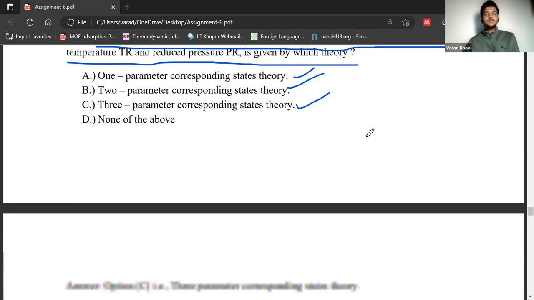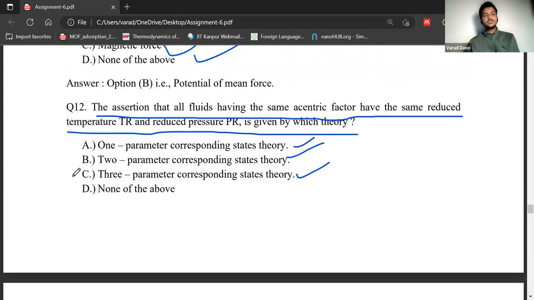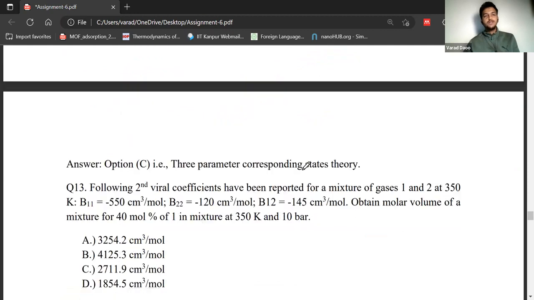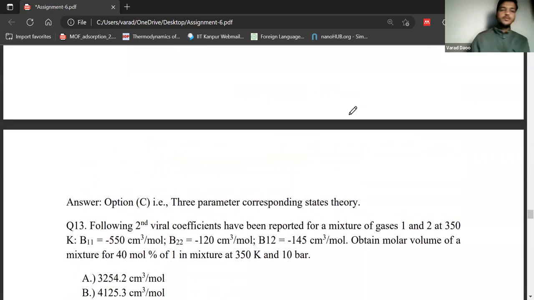So anybody has any doubt? Any answer? The correct answer is option C, three parameter corresponding, right? So we'll move on to the next question.